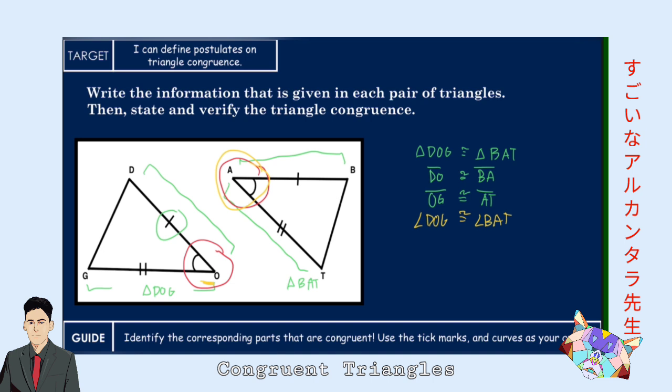So here it's not difficult. Again, just write on it. You have side, angle, side. Side, angle, side. So this is by SAS postulate. That's how it works. You don't have to overcomplicate things all the time.